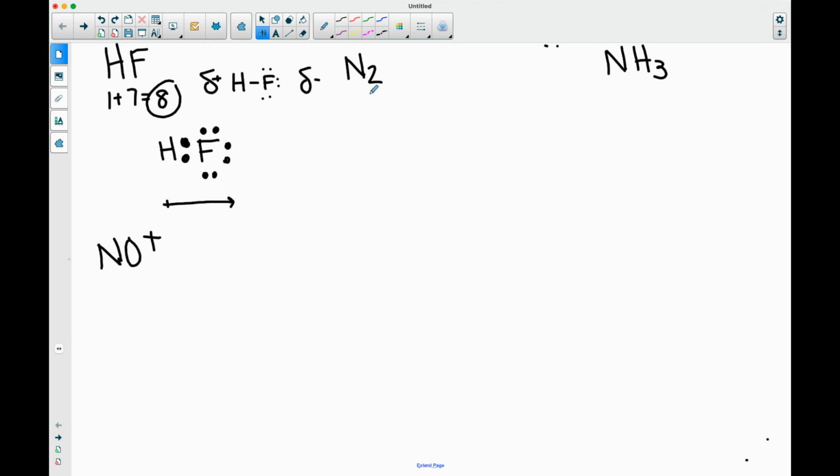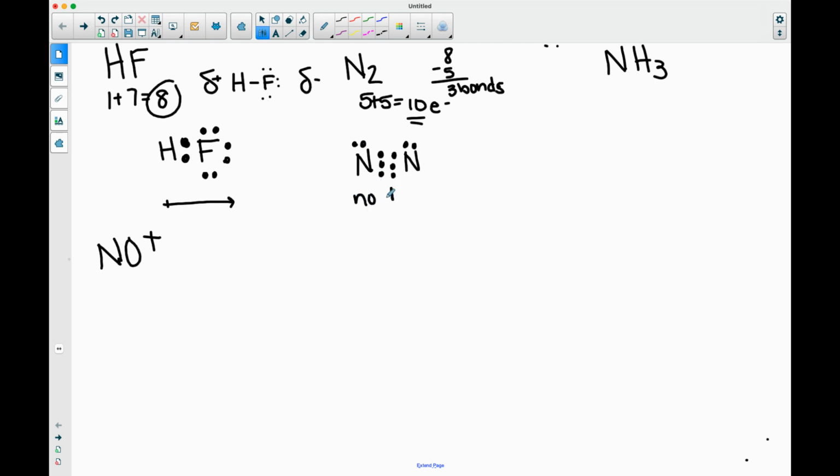N2, again, we sum the valence electrons, which means we have 10 electrons to work with. Stable number minus valence electrons means that a nitrogen atom, when bonding in a typical fashion, would need to make 3 bonds. That means that each nitrogen puts 3 electrons into the bond. That's 6 of our 10 electrons. The other 4 get distributed evenly.